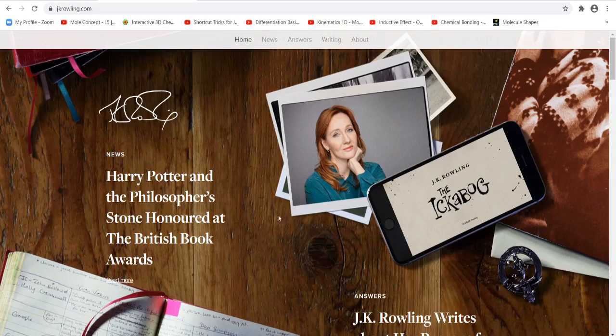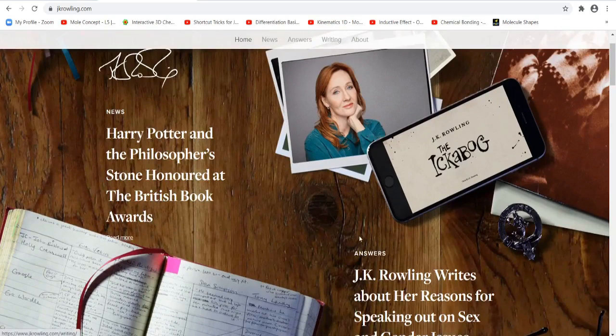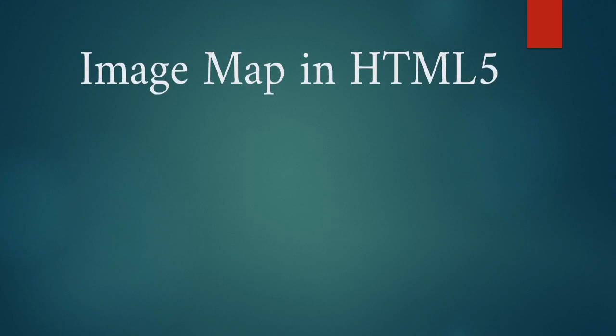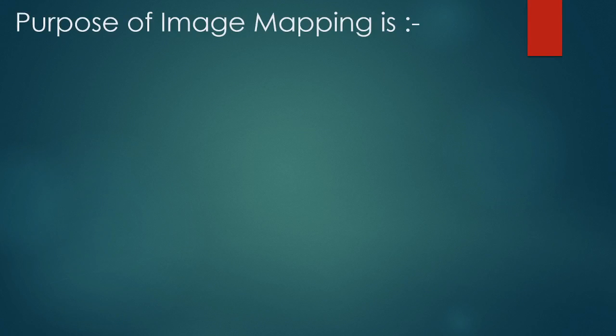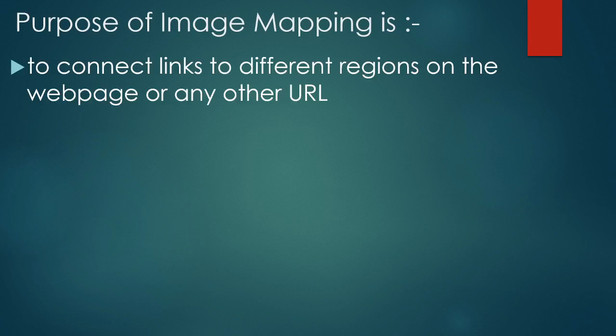The page is being mapped, or the region on this page is being mapped and linked with another web page with the help of the mapping concept. So today we are going to see image map in HTML5, image with multiple hyperlinks. That is what today's topic is all about. So let's see client side image mapping in HTML5. First of all, we will understand what is the purpose of image mapping.